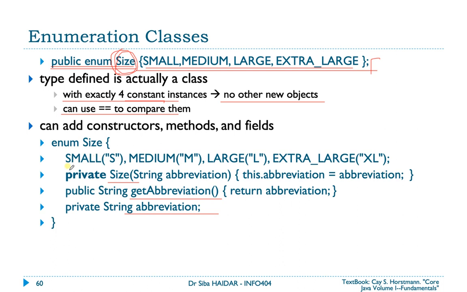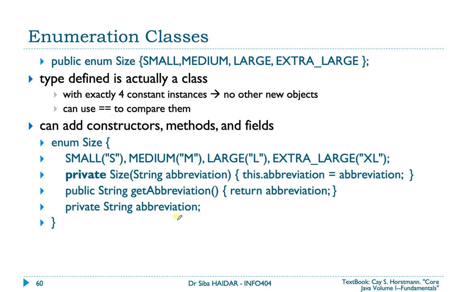Enum Size: small, between parentheses you give the letter, the string S, the string M, and the string, for example, XL and L. And what does this mean? This means you are giving a constructor which is not default, which takes a string, and this string you are going to put inside your instance field abbreviation. So you declare it private String abbreviation, and then you can also declare a getter for this abbreviation.